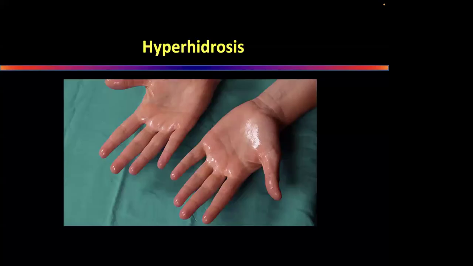Hyperhidrosis is a very common problem, affecting around 2 to 4% of the population all over the world. These patients are young individuals who have a very poor quality of life. They suffer a lot, and the problem is that nobody really understands what they are going through.